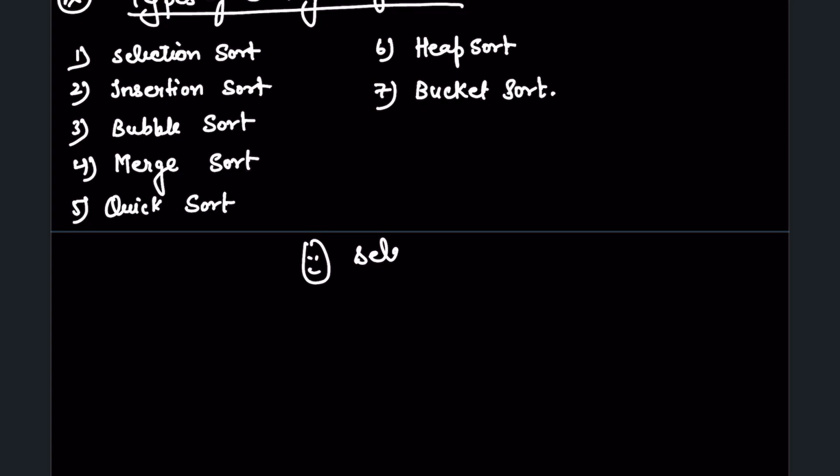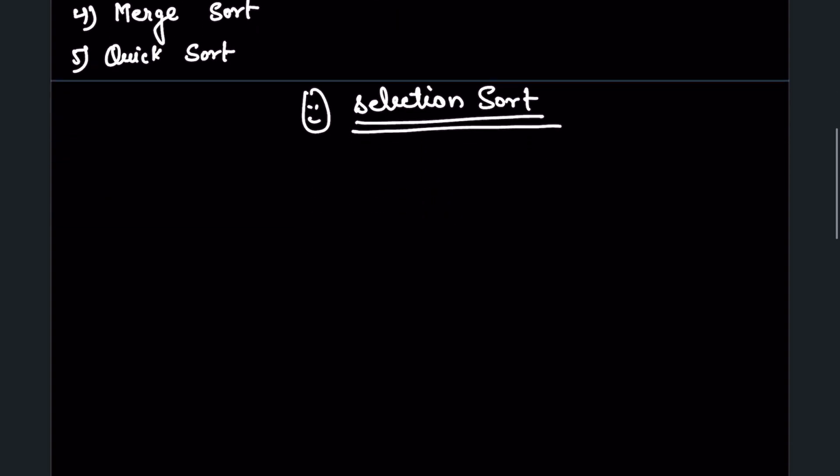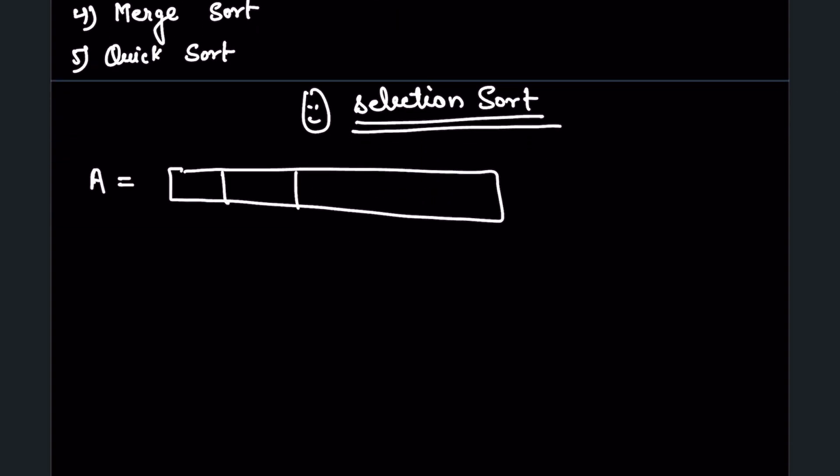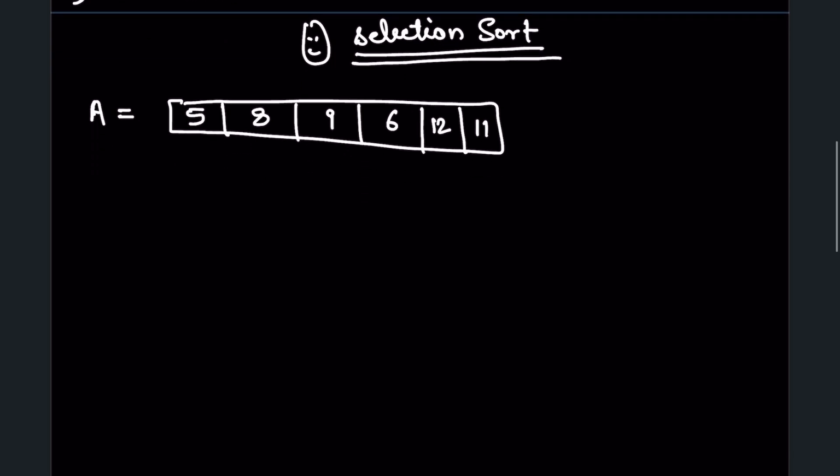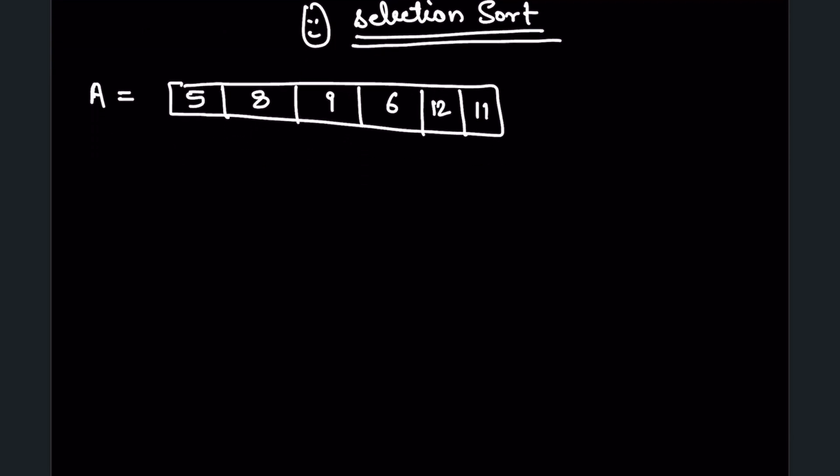Let's understand selection sort in detail. So we have an array A: 1 2 3 4 5 6 with elements 5 8 9 6 12 and 11. So we will sort this array using selection sort. So in selection sort we use passes, and we will divide this array into two sub-arrays. One is the sorted array and the other one is the unsorted array.